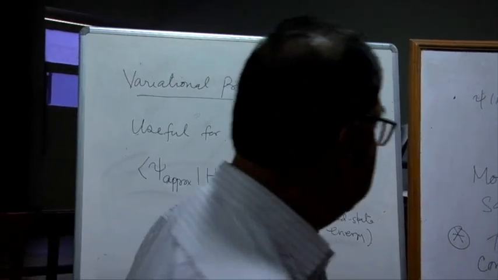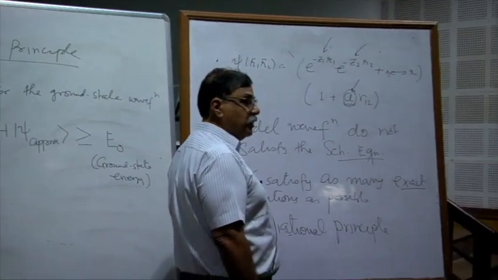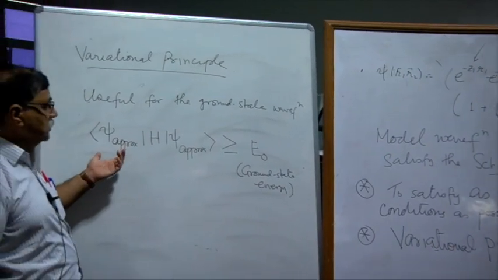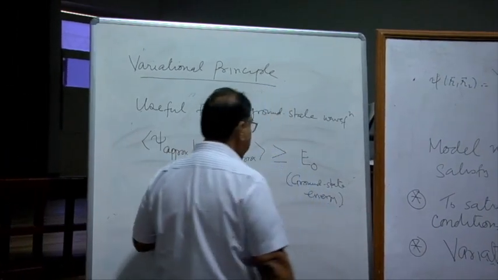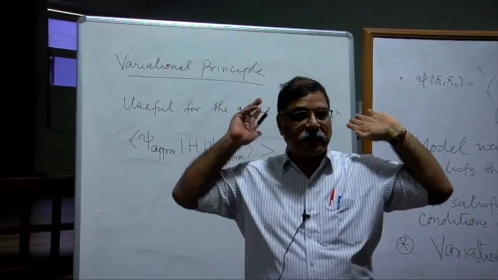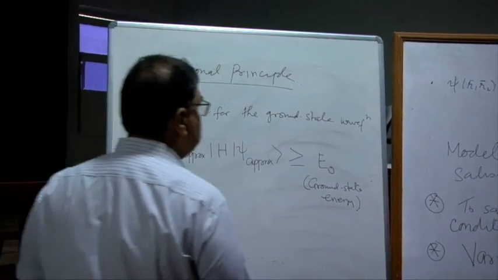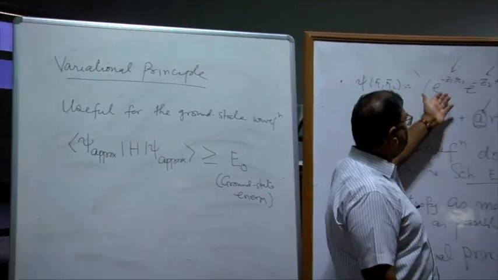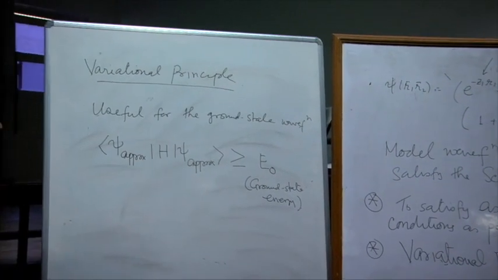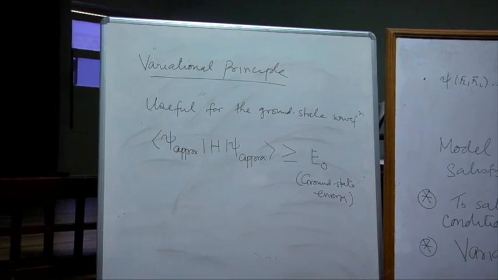Okay, so as I said here, I have to either satisfy as many exact conditions as possible or apply the variational principle. So I'm trying to get an approximate wave function. Since I cannot solve the Schrödinger equation, I'll construct it. So you see that part is important. First, you have to know how to construct a wave function through your physical insight, right? Depending on the system. And then once you construct the wave function, to get these parameters, you have to do this minimization. Normalized. Okay? Normalized.